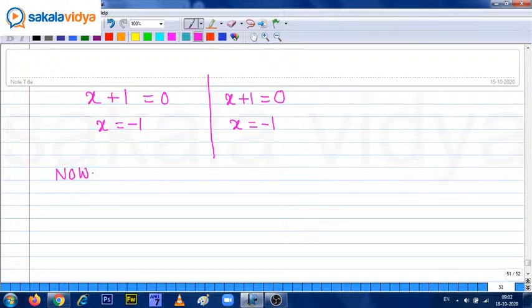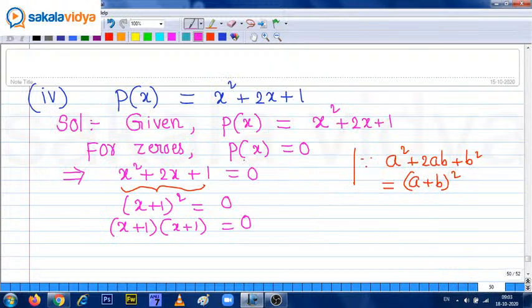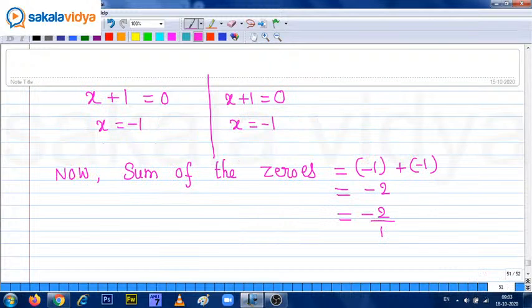So now, sum of the zeros. Sum of the zeros is equal to minus 1 plus minus 1, so that is minus 2. This minus 2 can be written as minus 2 upon 1. You check: 2 is the coefficient of x, 1 is the coefficient of x square. So this we can write as minus coefficient of x upon coefficient of x square.